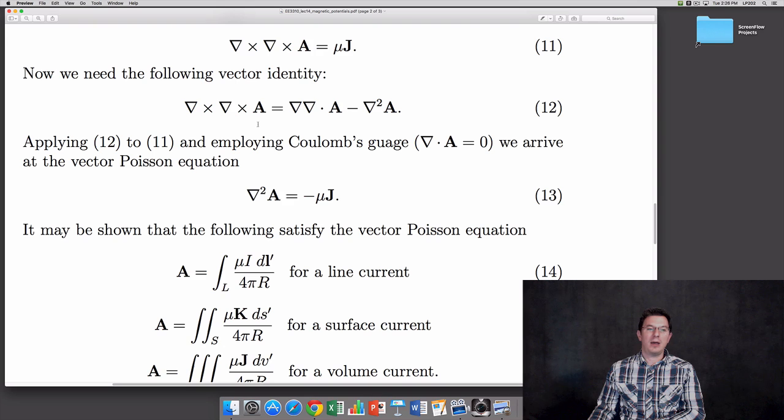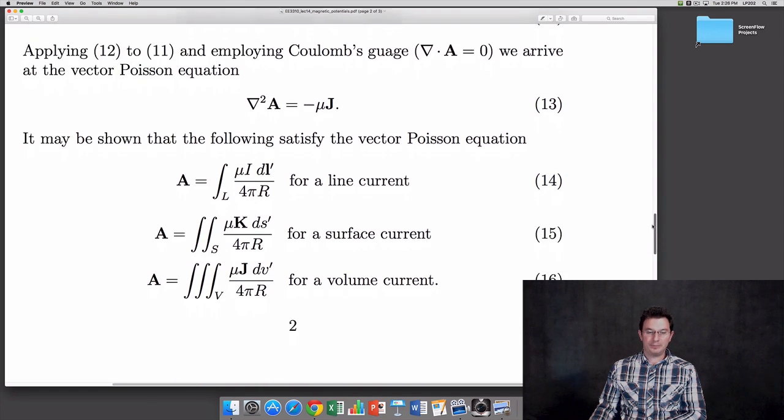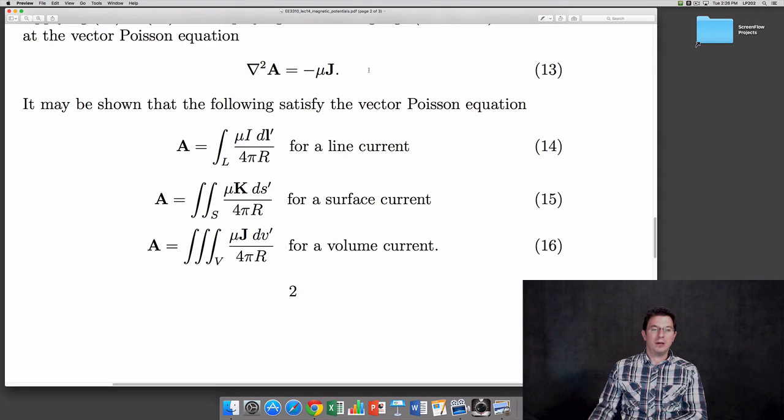And I'm going to further say that we're going to be using something called Coulomb's gauge right here, which is we are going to, apparently arbitrarily at this point, set the divergence of the magnetic vector potential equal to 0. So if we set the divergence of A equal to 0, this term goes to 0, and we can simply say that the curl of the curl of A is minus the Laplacian of A, like this. And then finally, this equation with this simplification becomes the Laplacian of A is minus mu times the electric current density J in amps per meter squared.